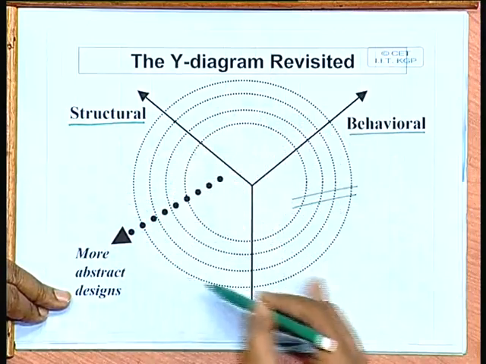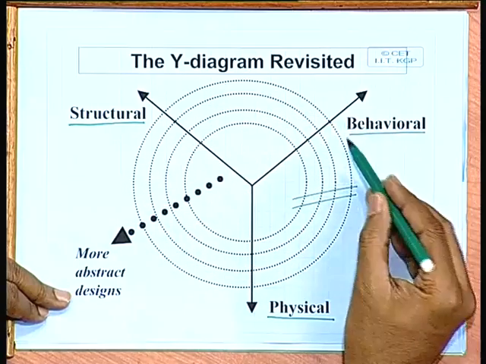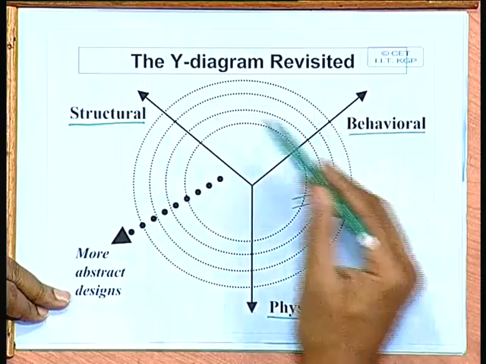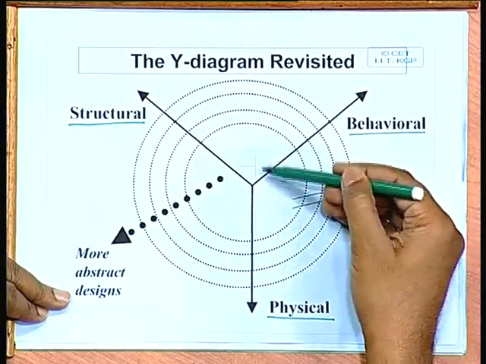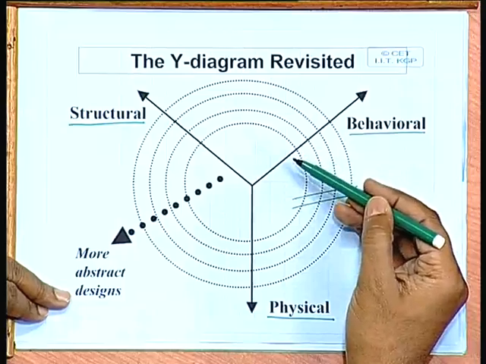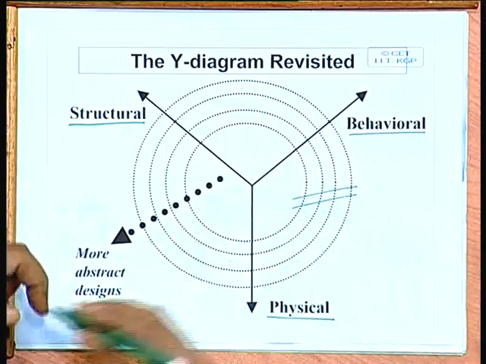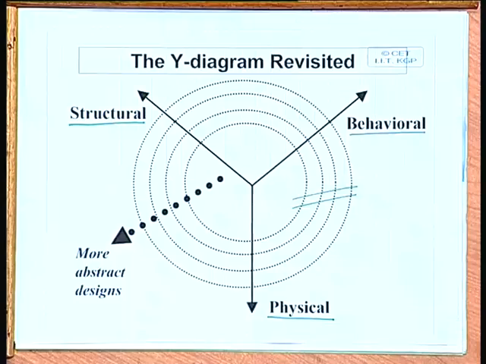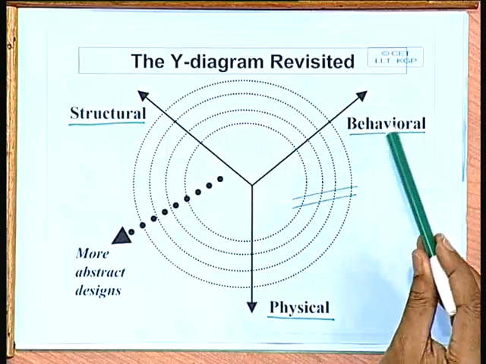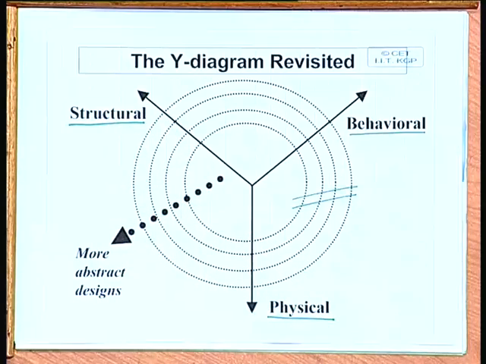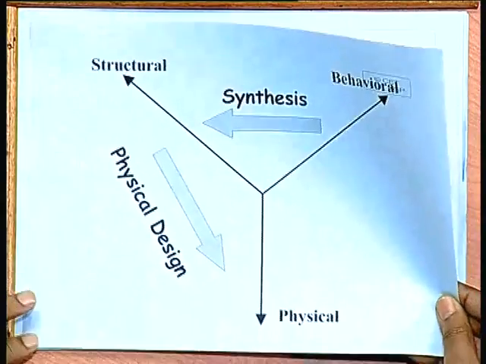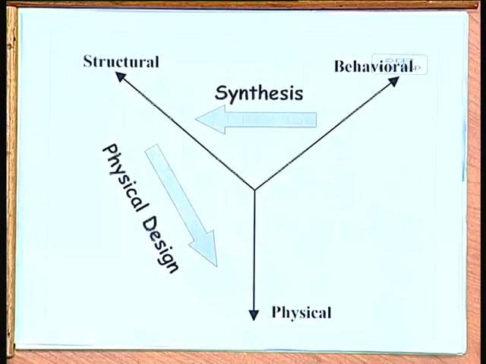So, when we are at the outer layer of these circles, we are at a very abstract level, may it be behavior, structure or physical. But as we go towards the inner side of this Y, the design becomes more and more detailed. Well, we'll explain this with the help of an example, but before that, let us try to see how the transformation from behavior to structure to physical takes place. So, let us look at a diagram like this. Well, this is the same Y diagram which shows behavior, structural and physical views.